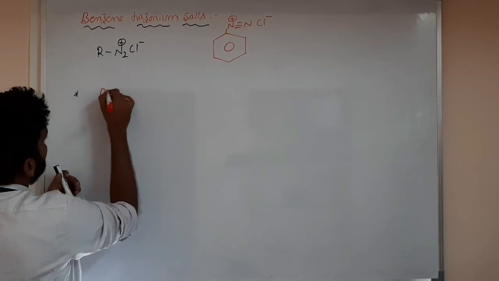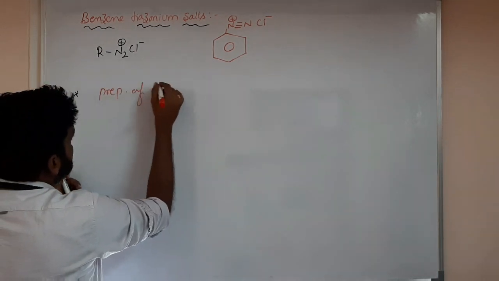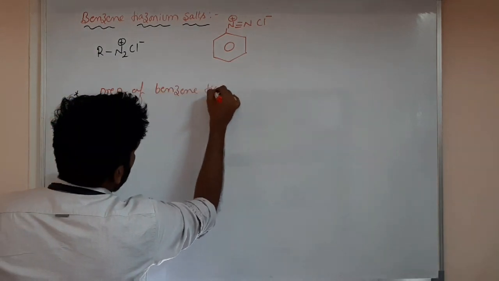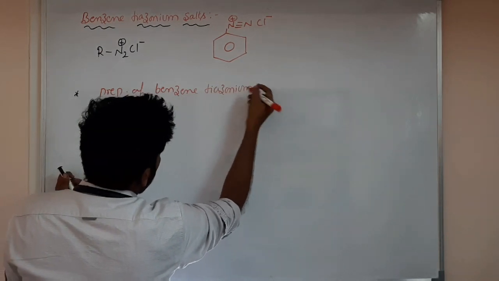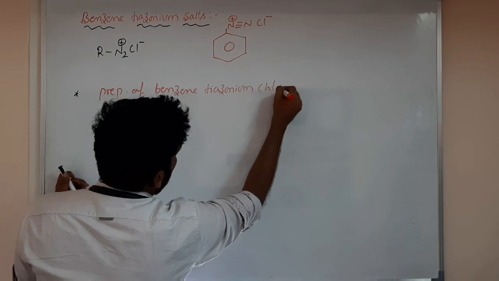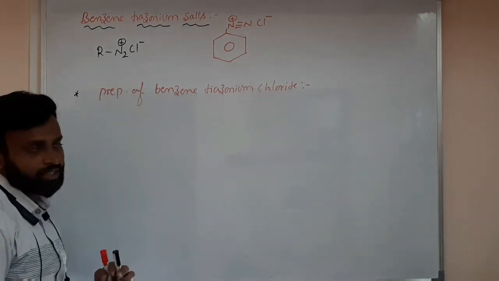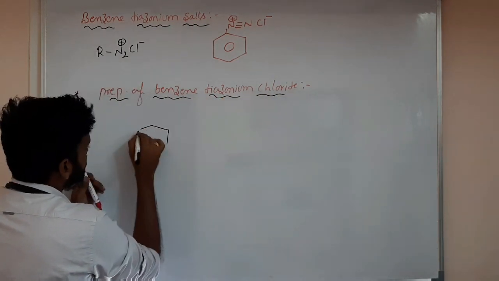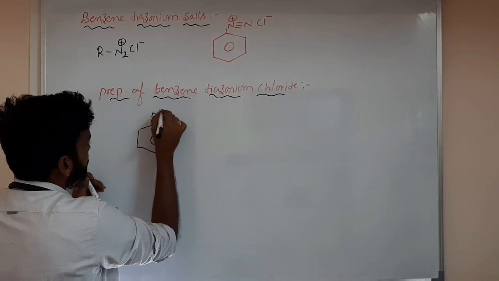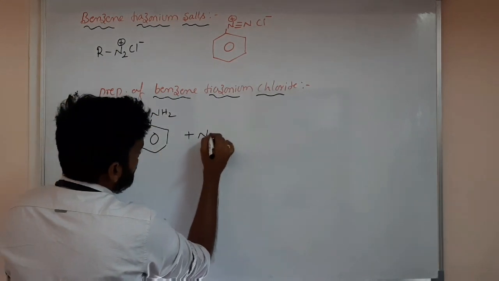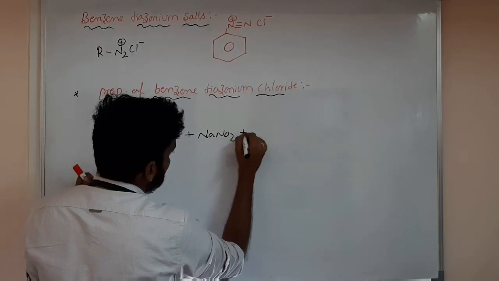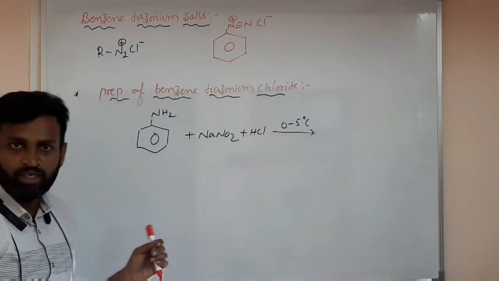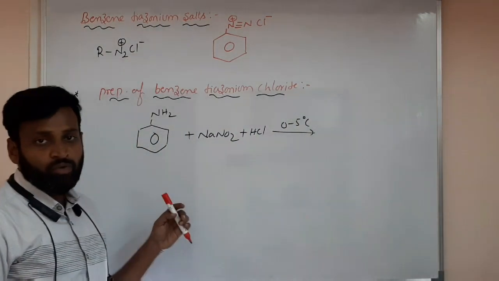So first, the preparation of benzene diazonium chloride. Very simple. C6H5 NH2, aniline, when you react it with NaNO2 plus HCl at 0 to 5 degrees Celsius, you know this already, or else with HNO2.